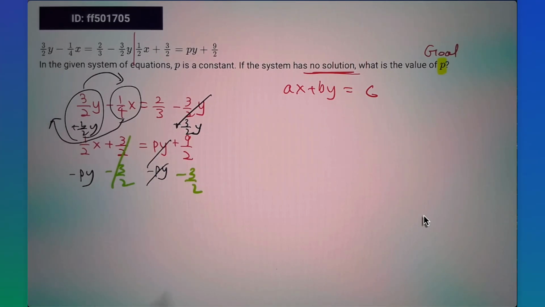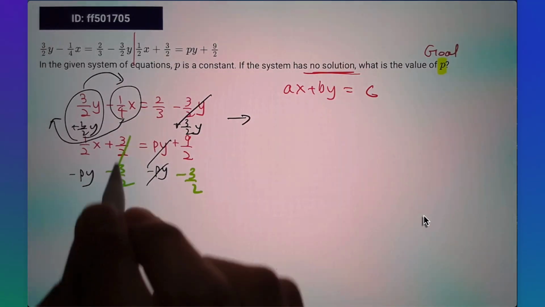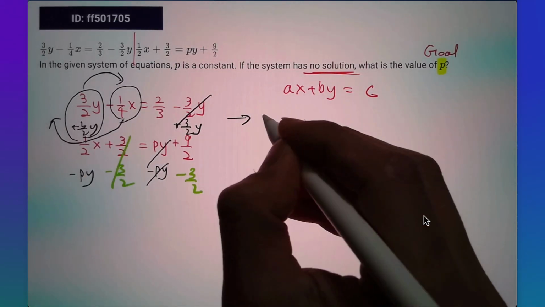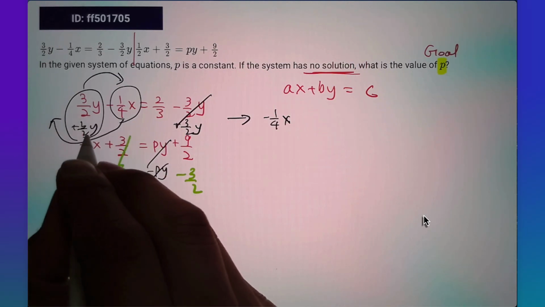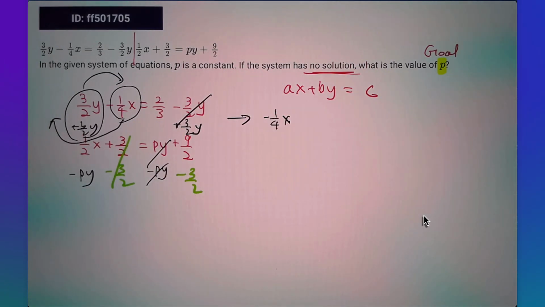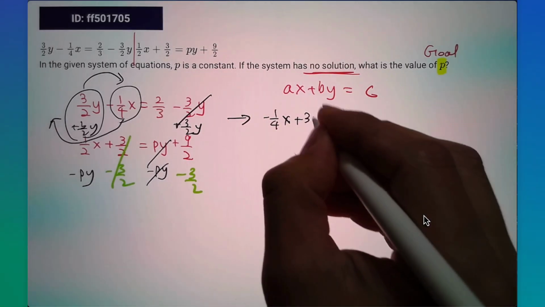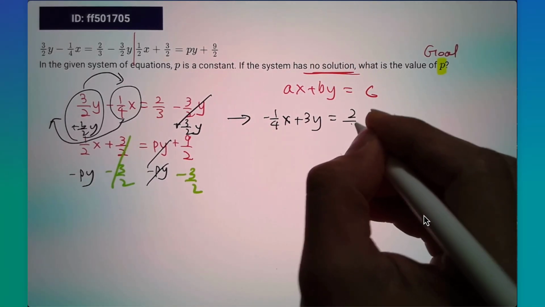Okay, so starting with the top equation, I know it's kind of messy, but I'm going to rewrite negative 1/4 x. And adding 3 over 2y plus 3 over 2y will give you 6 over 2y, and 6 over 2 is 3. I write 3y is equal to 2 over 3.